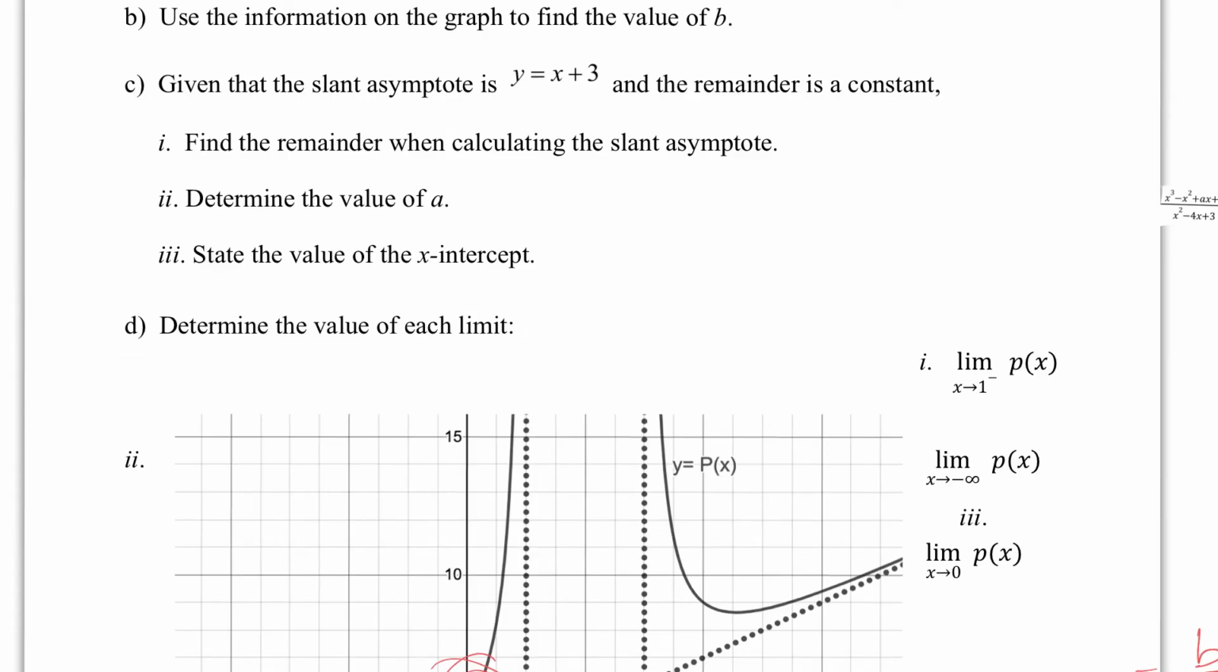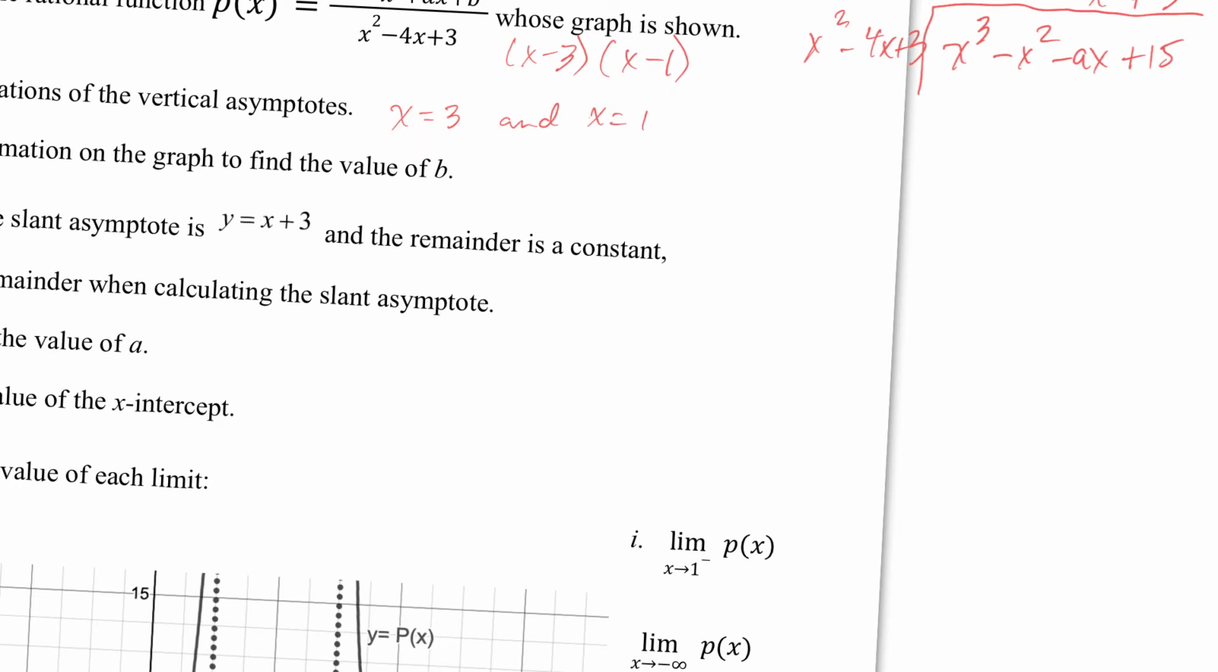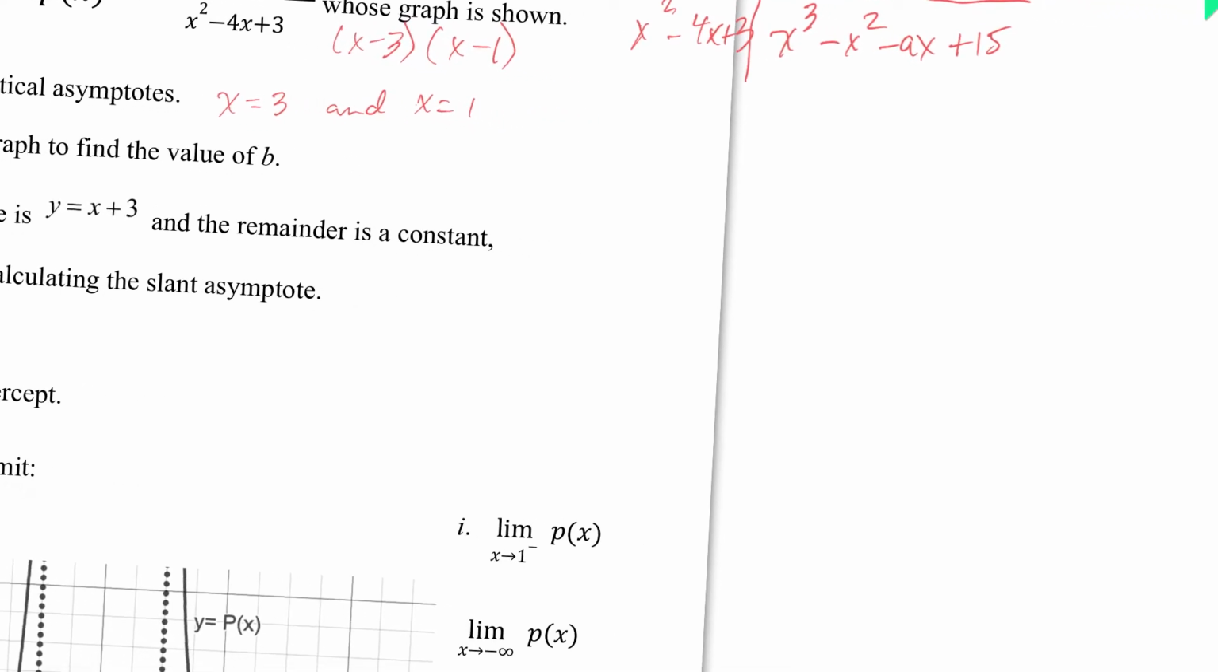Next problem says, given that the slant asymptote is x plus 3 and the remainder is a constant, find the remainder when calculating the slant asymptote, determine the value of A, and state the value of the x-intercept. Okay, so we're going to just set all this up. Up here on the upper right corner, I went ahead and set this up. I know that this divided by this is going to be plus some remainder over here. In fact, why don't I go ahead and write that as plus some r divided by this whole thing.